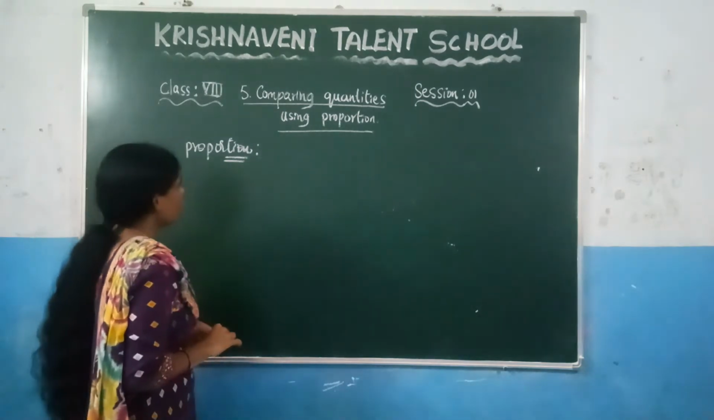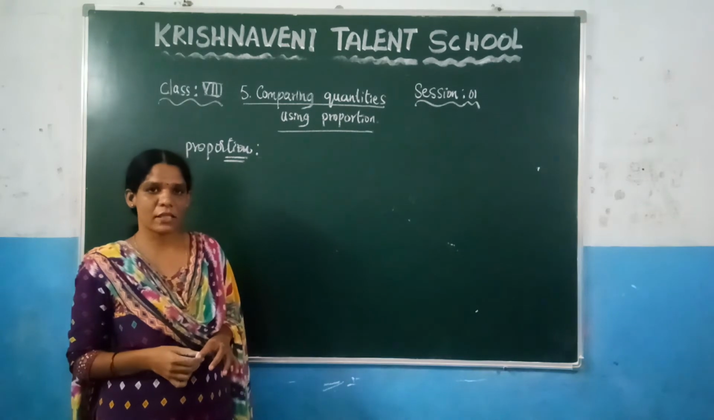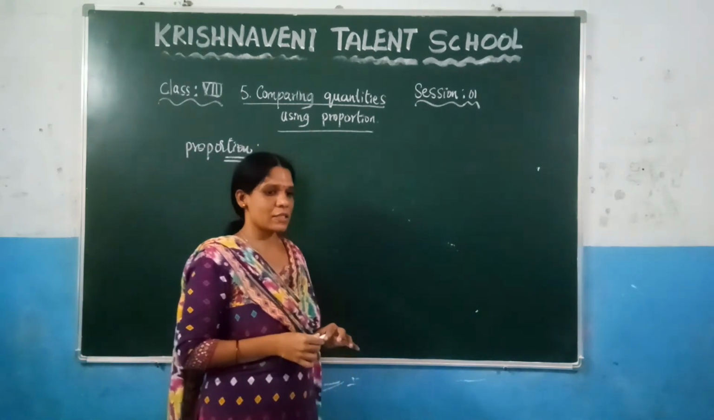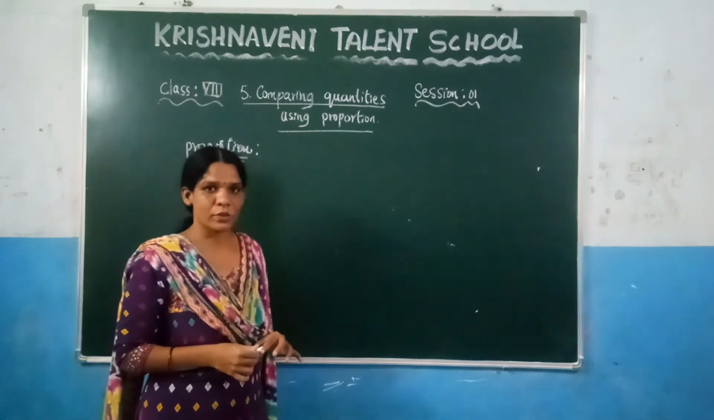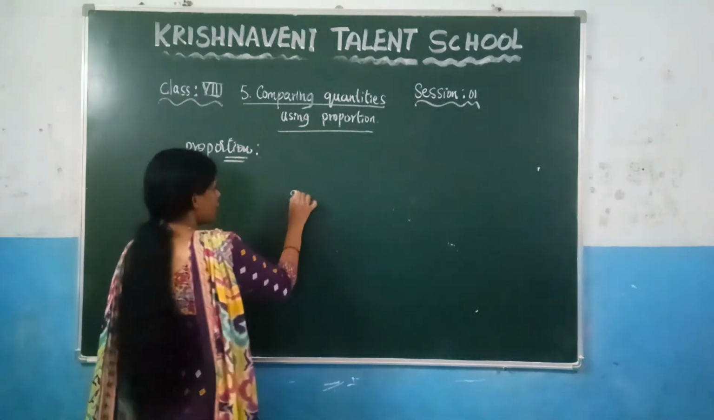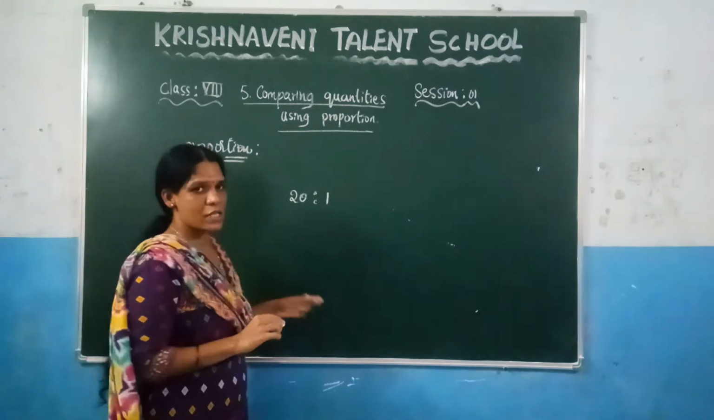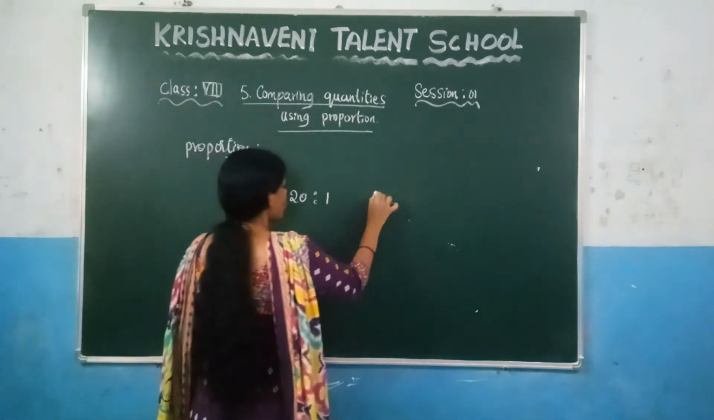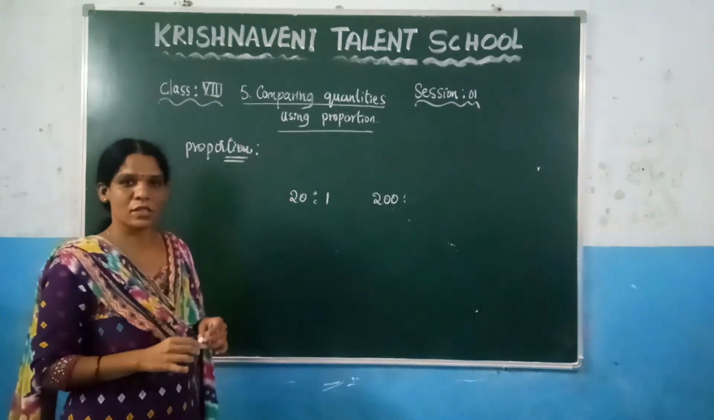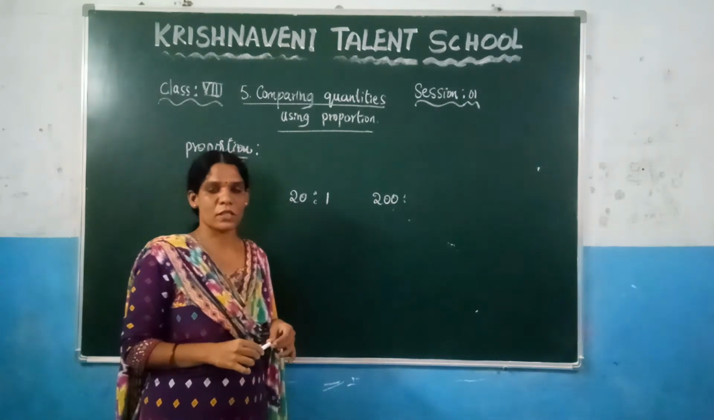So here, what is the meaning of proportion? If two ratios are equal, then we can say that those two ratios are in proportion. Let us consider, suppose in your school, for 20 students, one teacher is there. If I ask you, suppose in your school 200 students are there, then how many teachers are required? This is the question. So again, take one example to define the proportion.